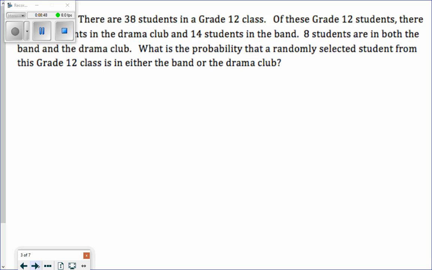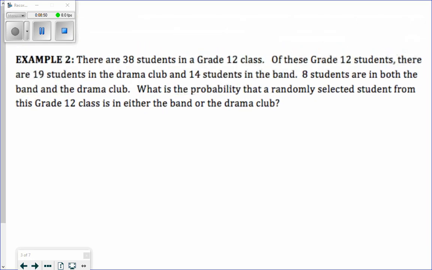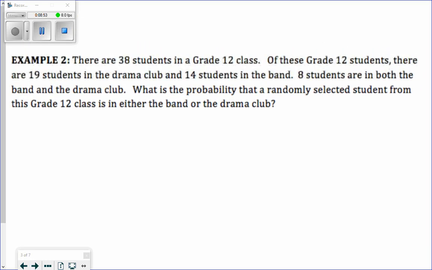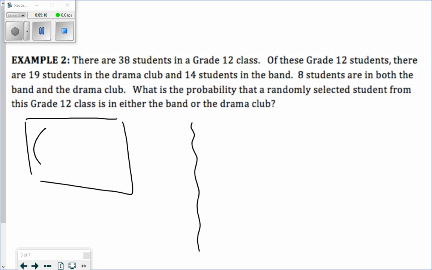Okay, so let's do a little problem solving. It says there are 38 students in a grade 12 class. Of these grade 12 students, there are 19 in drama, 14 in band. 8 are in both. What's the probability that a randomly selected student in grade 12 is either in the band or the drama club? Okay, so if you want to do it by Venn diagram, we've got drama and band, and we've got the universal 38.